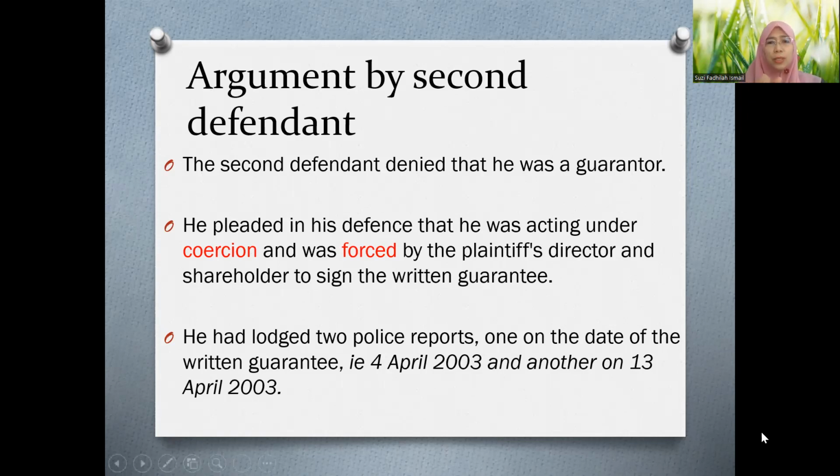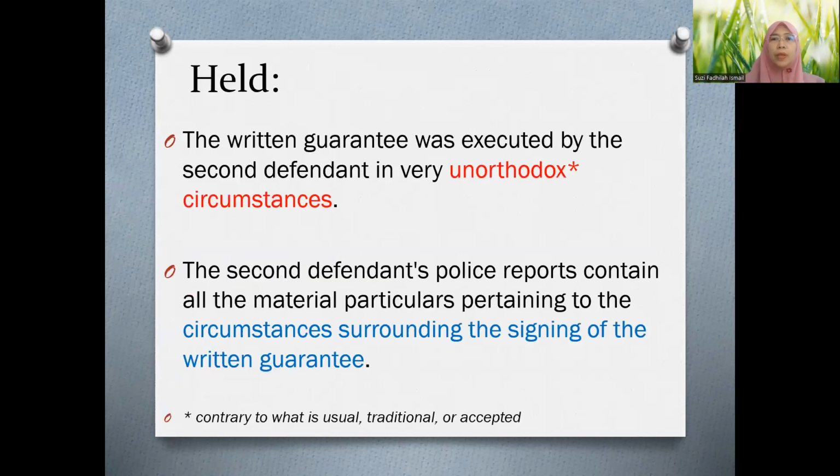He lodged 2 police reports. First on the date of the written guarantee, 4th April, and another one on 13 April. Remember, you cannot really make a false claim in the police report. So meaning that here, there was really coercion being put on him. He was being coerced to sign the agreement.